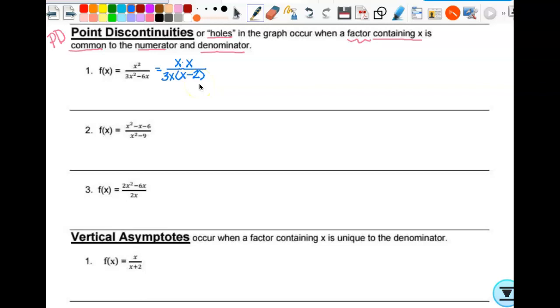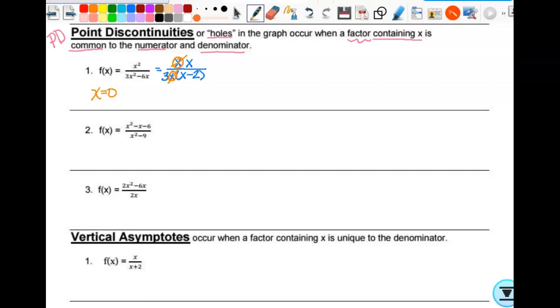So this says it occurs when a factor containing x is common to the numerator and denominator. So here's a factor that contains x, and it's common to the numerator and denominator, right? It's not just that there's an x in there, because this x right here is not a factor. So when I find that, I can reduce this fraction, and whatever factor was common to the numerator and denominator, you set it equal to 0 and solve. Well, that's just x equals 0. There's nothing really exciting right there. That gives you the x value of your hole.